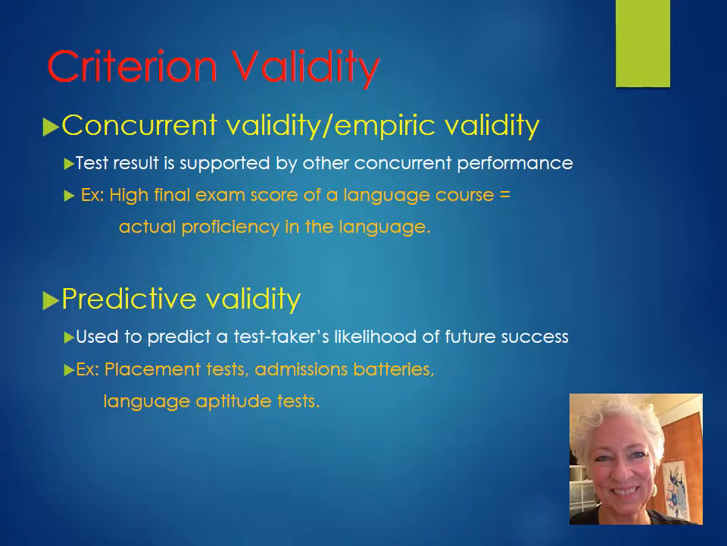Another type of criterion validity is predictive validity. In other words, the scores of a test tend to predict fairly accurately or not the success of that test taker in a future learning activity. These are our placement tests, our admission batteries, our entrance exams.